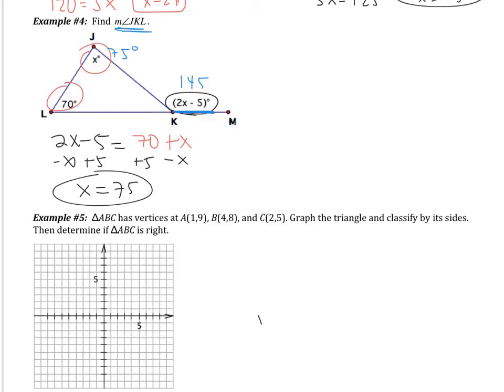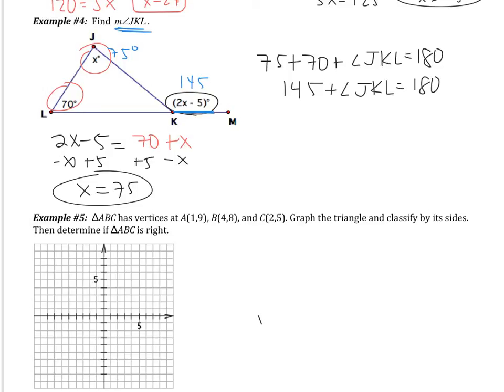So we have a few options in terms of finding angle JKL. I'm going to use the fact that the triangle is equal to 180. So I have 75, add 70, add angle JKL equals 180. 70 and 75 gives me 145. So I have 145 plus angle JKL equals 180. If I subtract 145, I get angle JKL is 35 degrees.